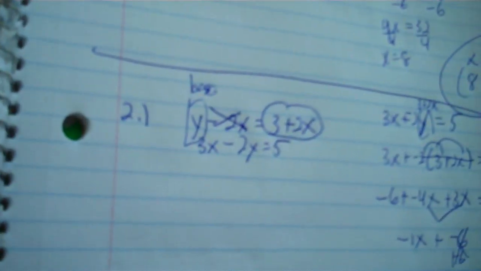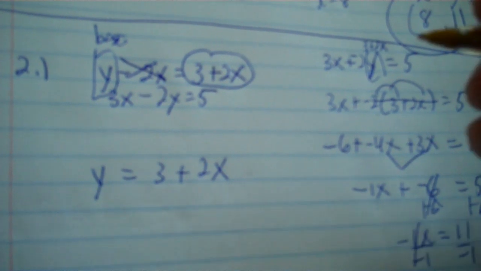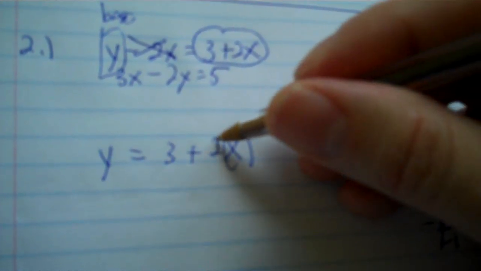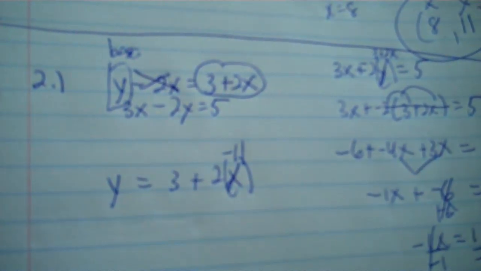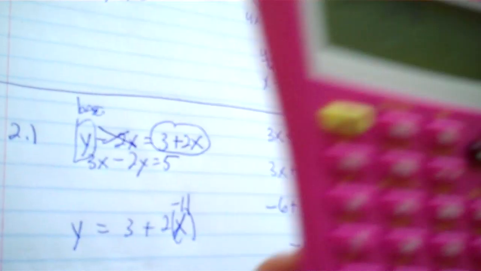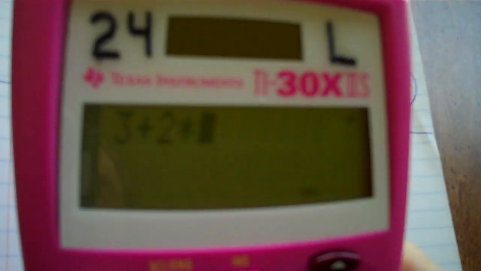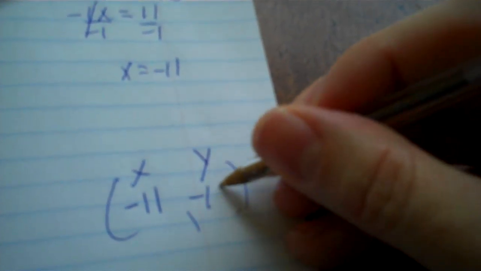Okay, now we have to solve for y. Use the one where the y is by itself. y is equal to 3 plus 2x. Now x is negative 11, but there's a 2 in front of it, so I need to separate the 2 from the x with a parentheses. Okay, and then I just take 3 plus 2 times negative 11. I got negative 19. Okay, and that's the solution to the system, and that's how you use substitution.